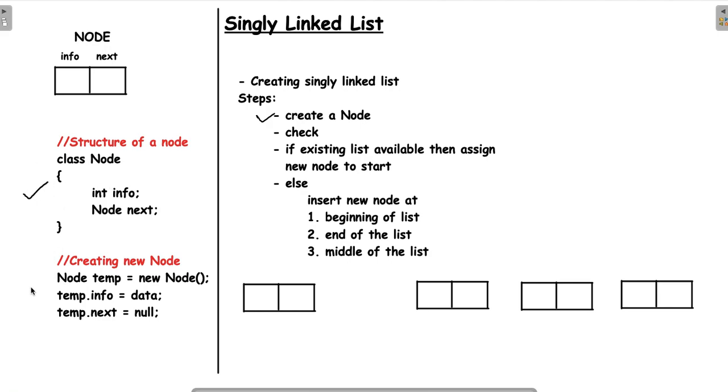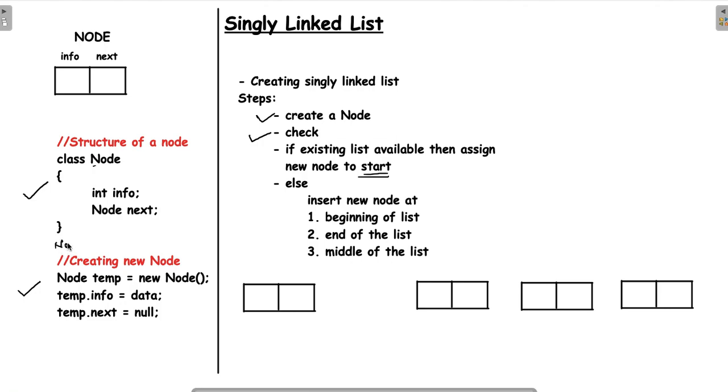You need to declare one class and you need to create a new node. We have just discussed how to create a new node. Then we have to check one condition: if an existing list is available, then assign the new node to the start. So start will be our pointer. It will be another object. So let's say this node class has another object. I'll be declaring it here, suppose I'll be demonstrating it. So don't worry about it.